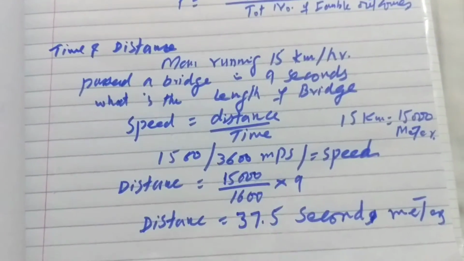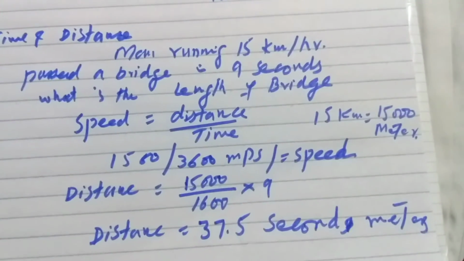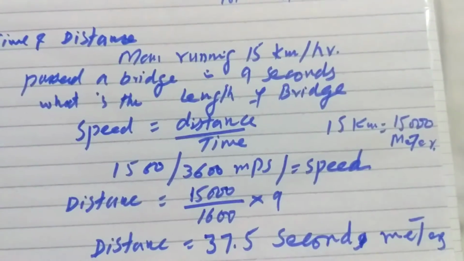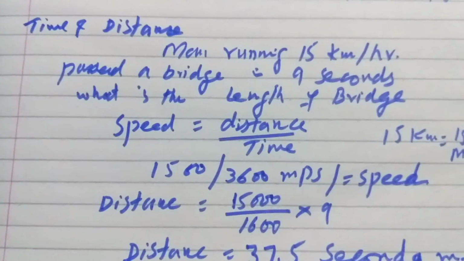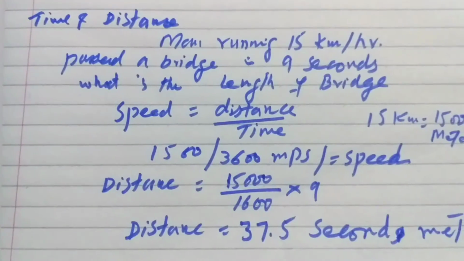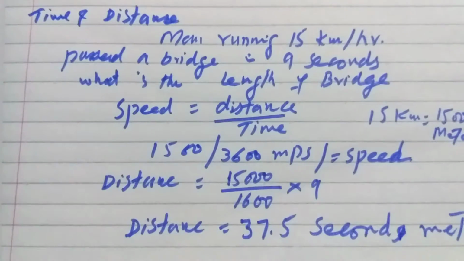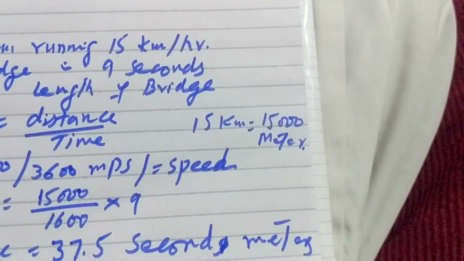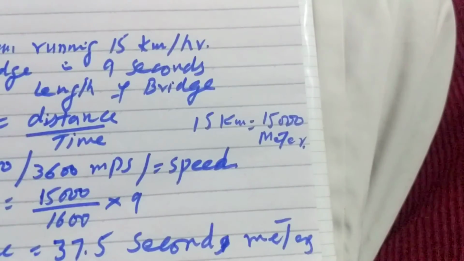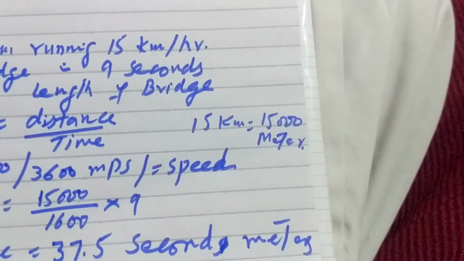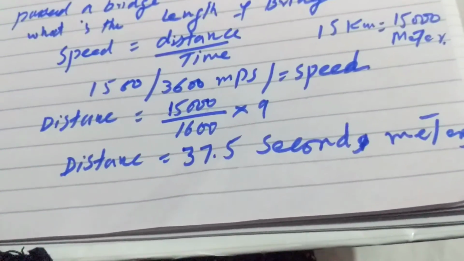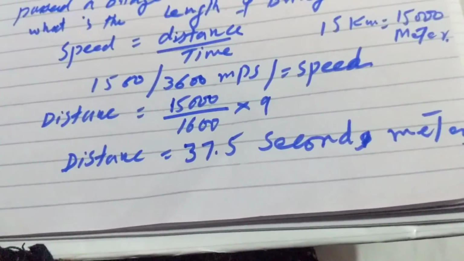One question for time and distance. A man is running 15 km per hour past a bridge in 9 seconds. What is the length of the bridge? The formula for speed is equal to distance by time. 15 kilometers is converted into meters, which is 1500. Putting the values, the answer is distance equals 37.5.